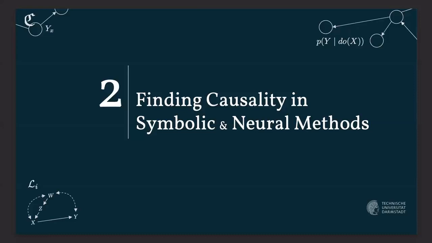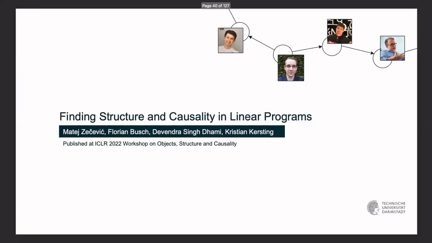So now I want to move on to the second chapter, which is finding causality in symbolic and neural methods. So now it's more or less the other way around. And we're going to start with the symbolic part. For this, we are going to talk about this paper, which was published at the ICLR workshop on object structure and causality, with the very fitting name of Finding Structure and Causality in Linear Programs. At first, one might be surprised to see causality and linear programs appear in the same sentence. But really what this paper is trying to argue is that it actually makes sense.